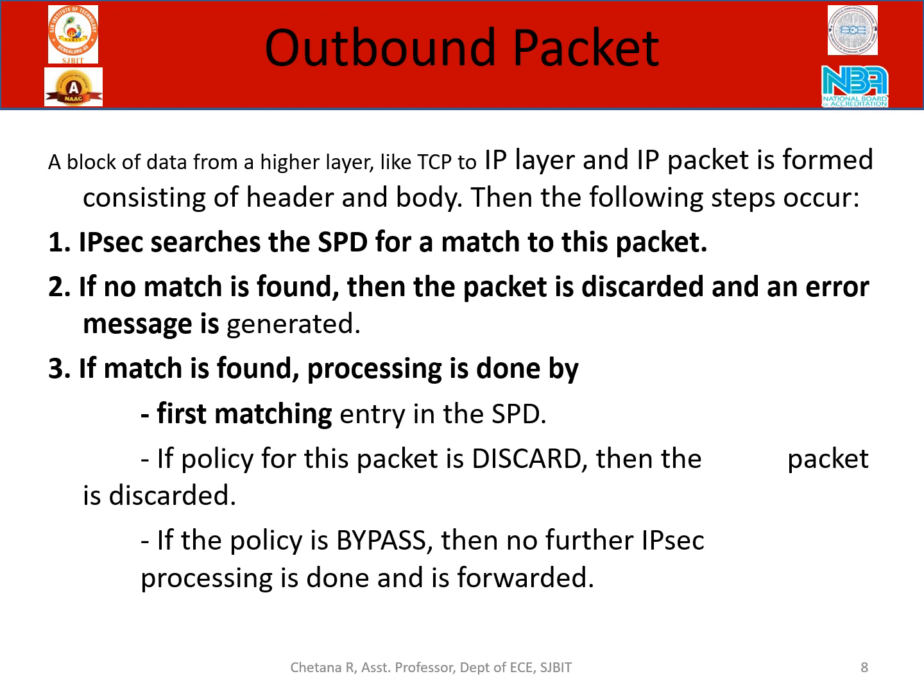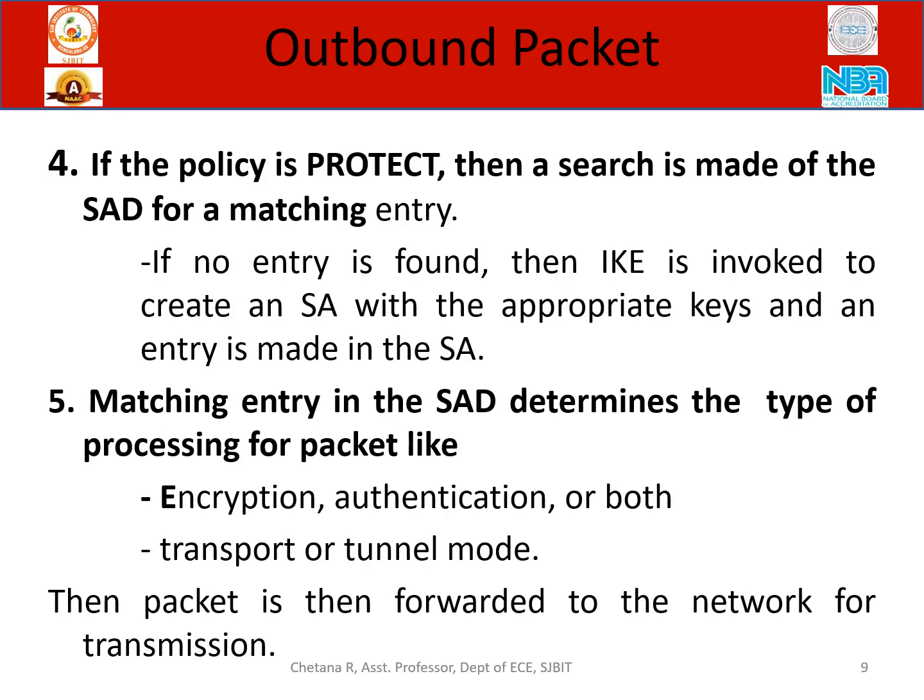How is the processing done? It is first done in the policy database. If the policy for this entry is discard, then it is discarded. If the policy is bypass, that means it is already checked and other things have been done, so it goes to the next stage. The same thing was discussed here. If the policy is protect, then a search is made in the security association database for a matching entry. If it is matched, it goes for the next process. If it is not matched, key exchange is done, and after the key exchange, it is checked again.